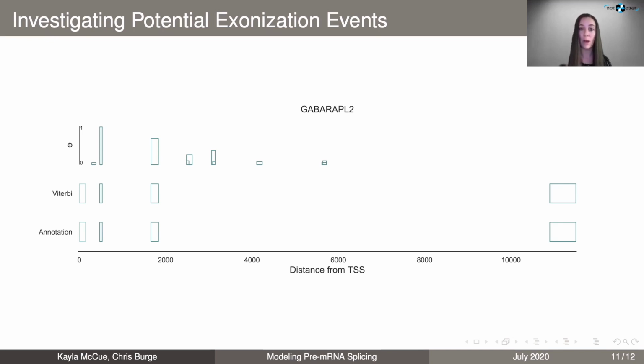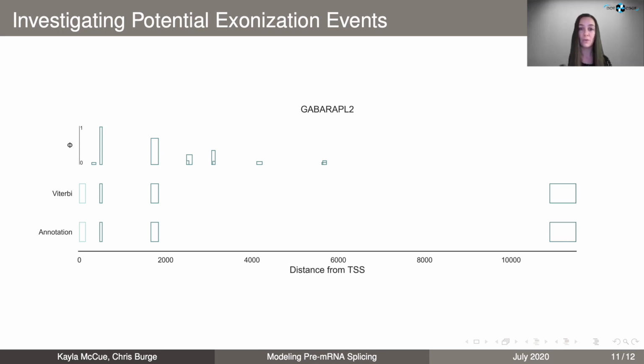In the next row up, I have the Viterbi most likely splicing pattern, which in this case matches the annotated splicing pattern exactly. And then above that, I have all the regions in the transcript with a phi value of greater than 0.05, with their height determined by their probability. As you can see, the 2 annotated internal exons have the largest phi values, and the first internal exon in particular has the highest phi.